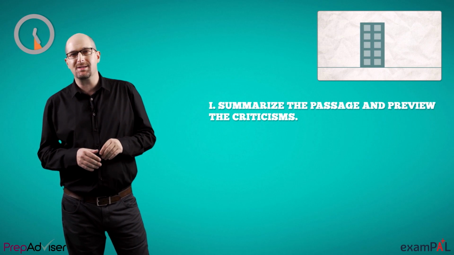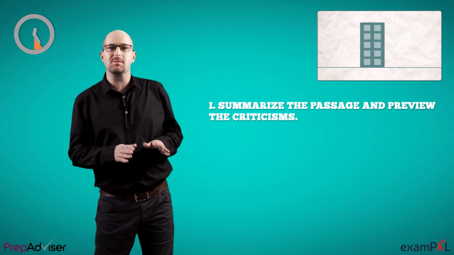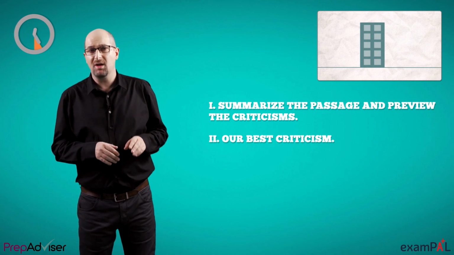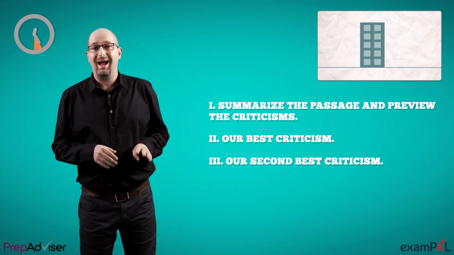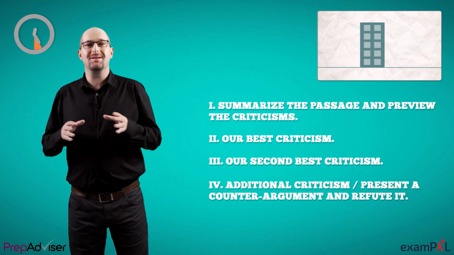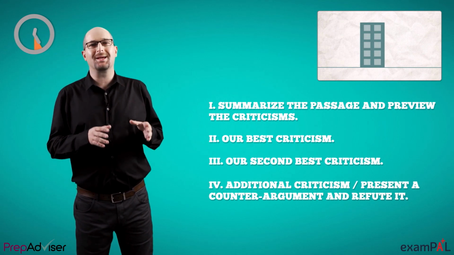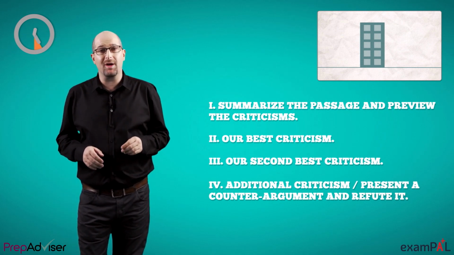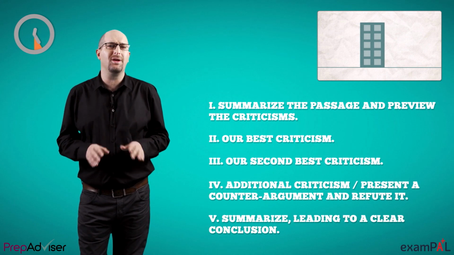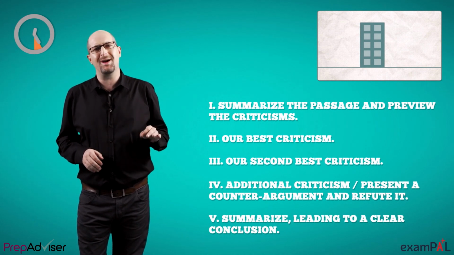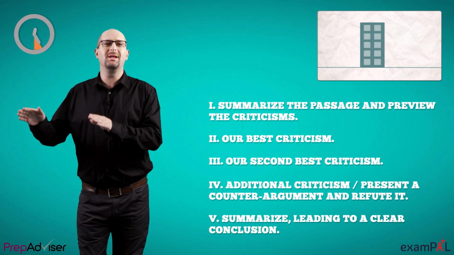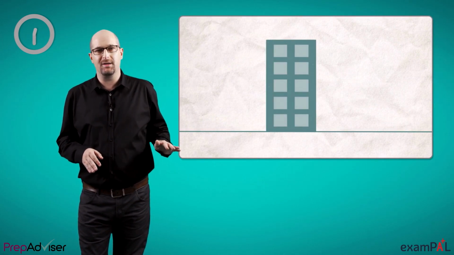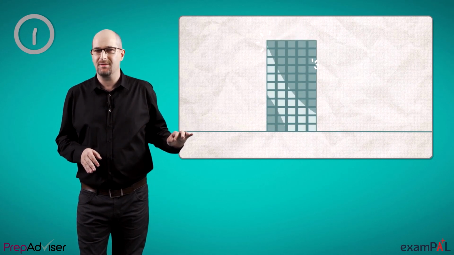The first should summarize the passage and preview the criticisms we are about to make. The second should present our best criticism, the third our second best, and the fourth should either present an additional criticism or present a counter-argument and refute it. Finally, the last paragraph should not add any new information, but rather summarize our claims in different words, leading to a clear conclusion.